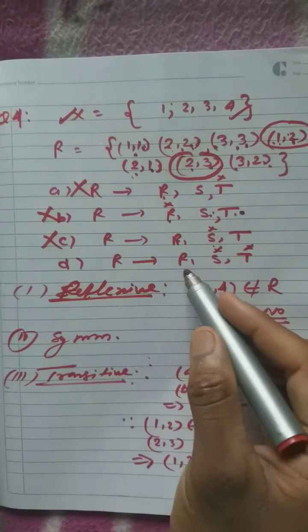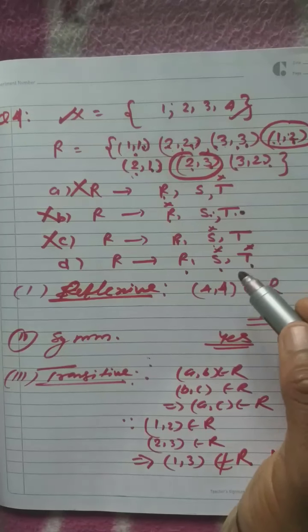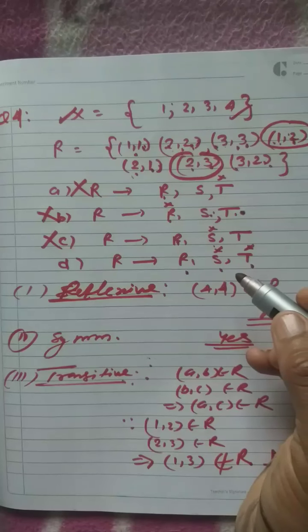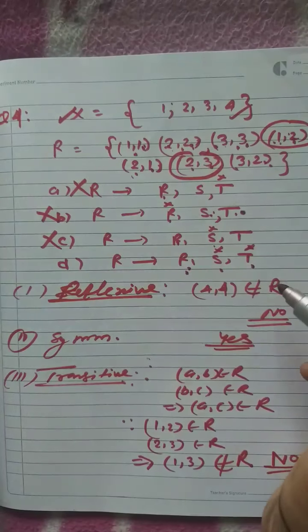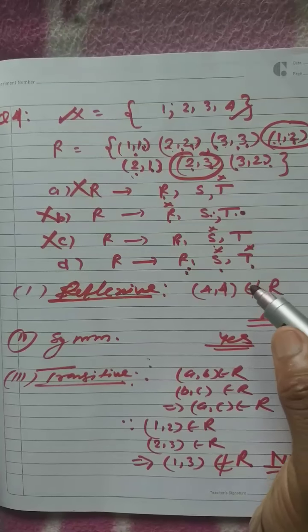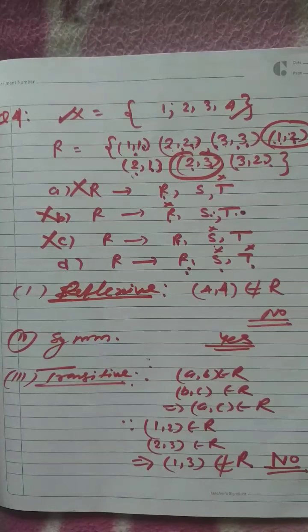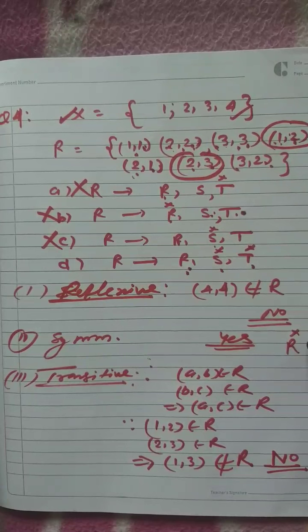Now option D: reflexive, neither symmetric nor transitive. The condition is this: reflexive, no; symmetric, yes; and transitive, no.